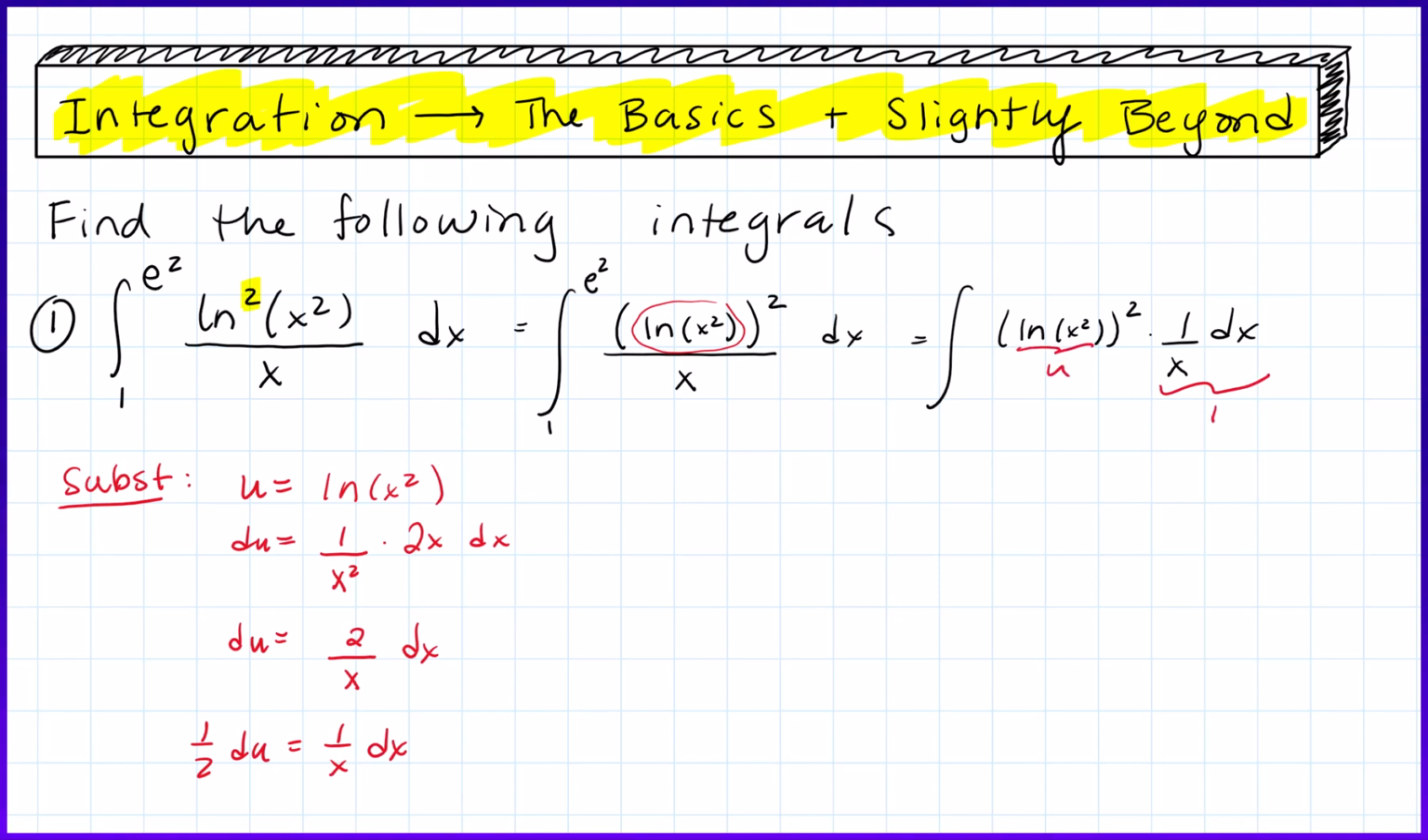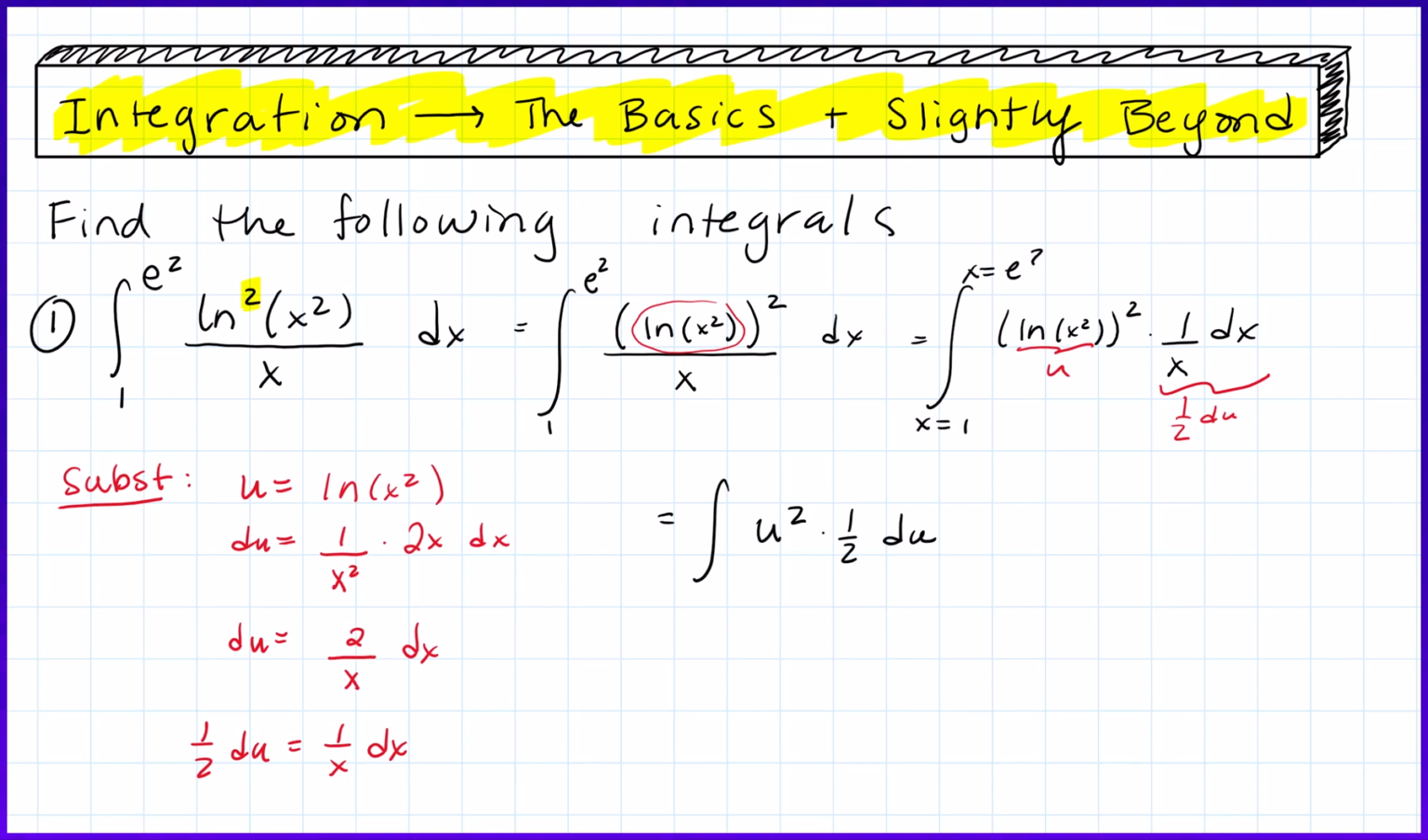Got my u, got my du. Actually, I have 1/2 du right there. Better adjust for that constant. And so this becomes the integral of u squared times 1/2 du. Now, as I was doing that, I did drop my bounds.